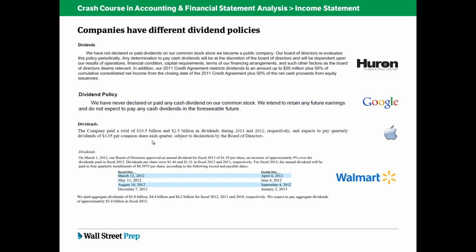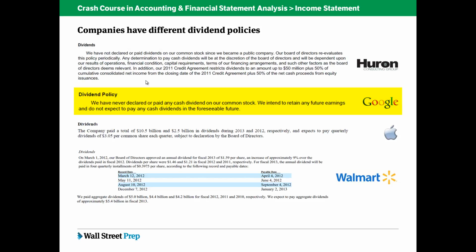So here we see several different dividend policies for some of the companies that we've been talking about and are going to be looking at throughout this accounting exercise. We see that Huron has not declared or paid any dividends on common stock since they became a public company. The board constantly reevaluates this, and any determination to pay cash dividends will be at the discretion of the board of directors. Okay. Let's move on to Google.